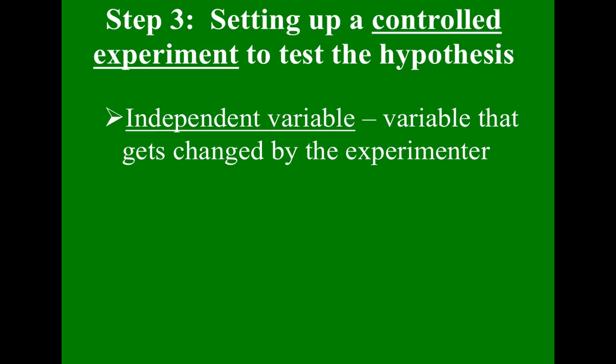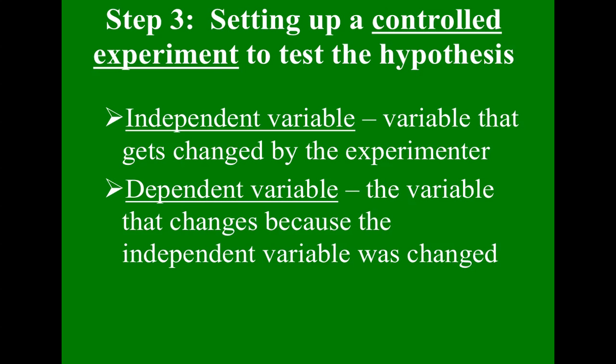Specifically, you are going to identify the independent variable. This is the variable that gets changed by the experimenter. And your textbook may call it the manipulated variable. It means the same thing. The second variable is the dependent variable. This is the variable that gets changed because of the change in the independent variable. This is the one that you don't have to do anything to change as the experimenter.